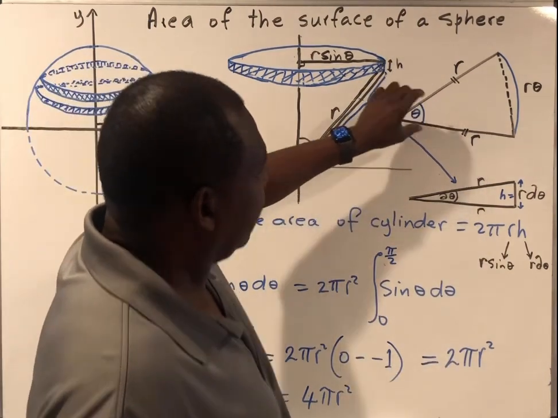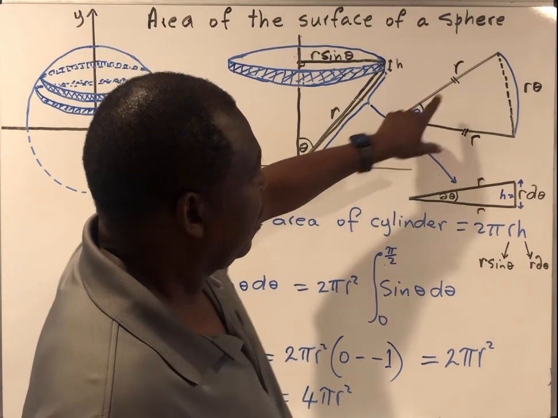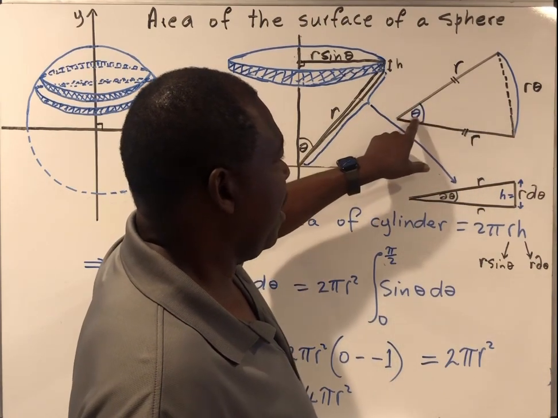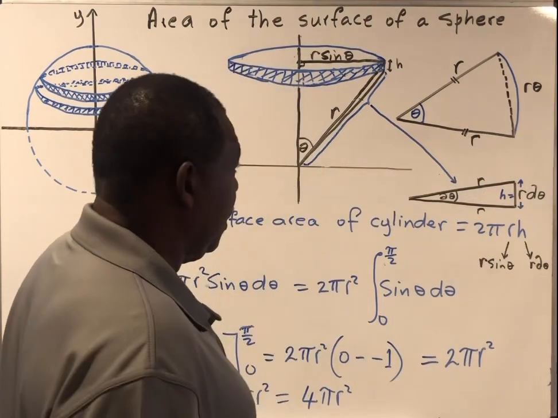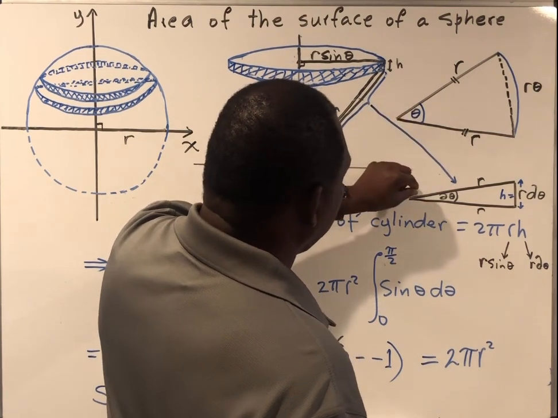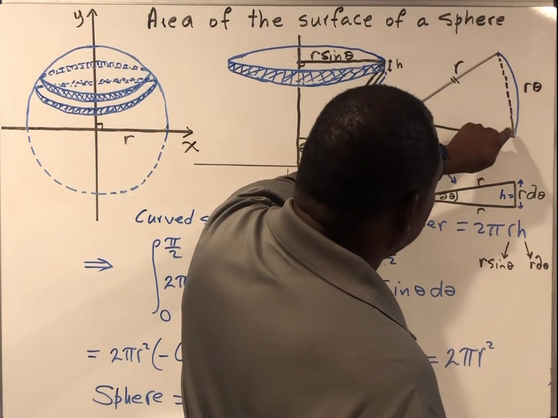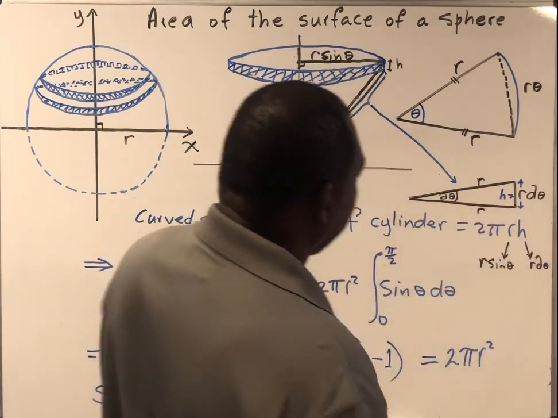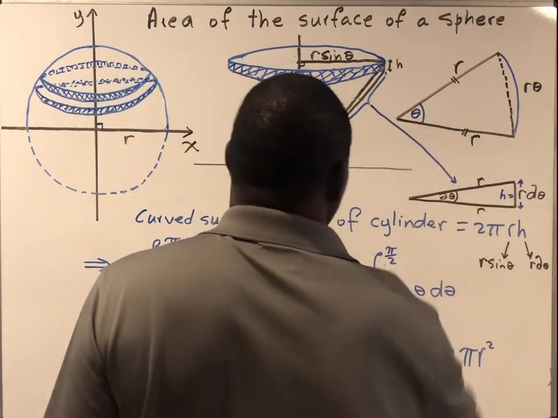Recall that for a sector with angle theta measured in radians, then the arc length is given by the product of the radius and the angle theta. So the arc length is equal to r theta. Now, as theta gets really small, we have a situation where the arc approximates the chord, and we can now treat this arc as the height of our cylinder right there.